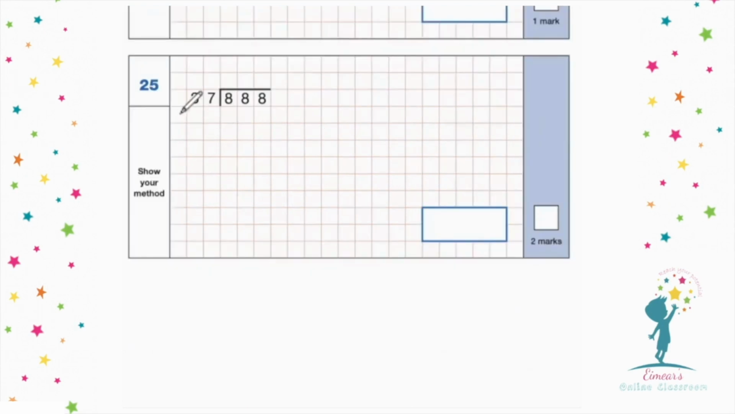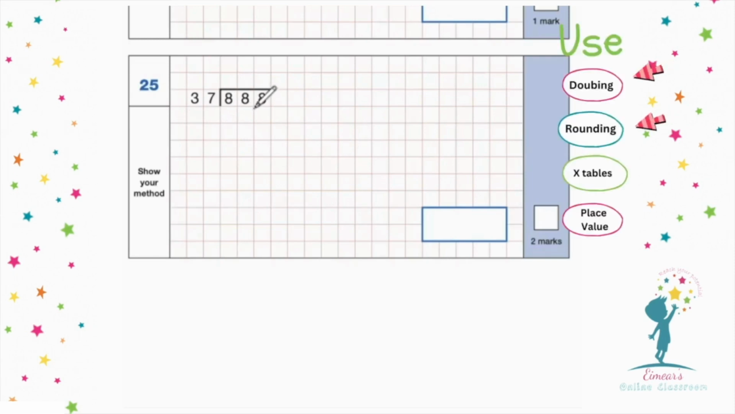Question 25 is 888 divided by 37, and we're showing this with the bus stop method. There are two ways we can solve this. We can either use the expanded division method or the short division method. I'm going to start with the expanded division method. 37 into 8 we cannot do. 37 into 88, well, let's use some rounding to help us. We have 37 is close to 40. So if we have two 40s into 80, we can fit that in. So it's going to be 2.